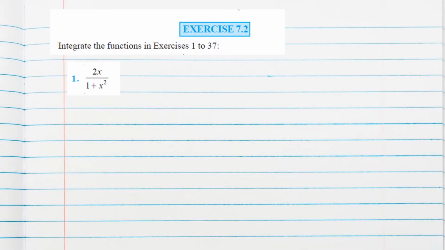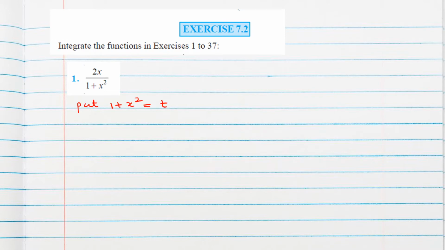Question 1, integrate the function in exercises 1 to 37. Question 1 is 2x by 1 plus x square. So for this question, we'll apply the substitution method. Put 1 plus x square as t.